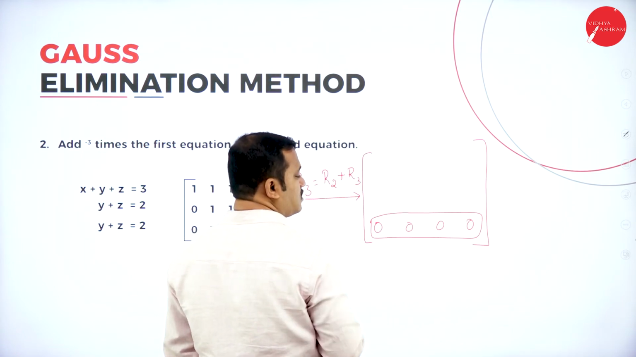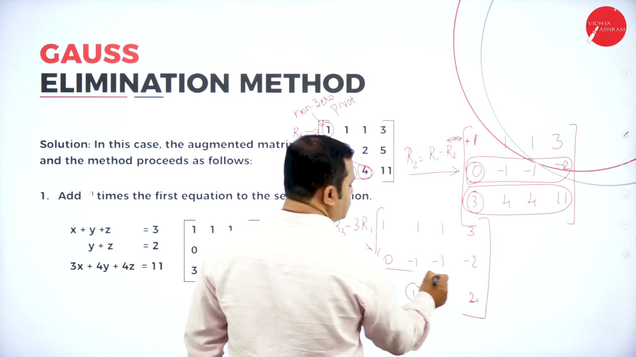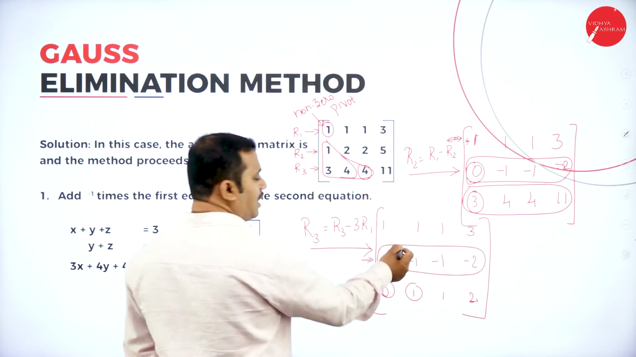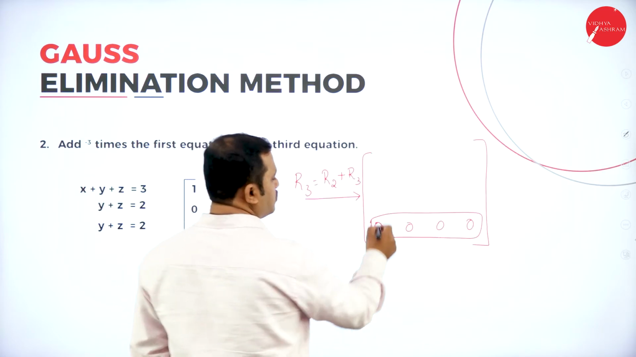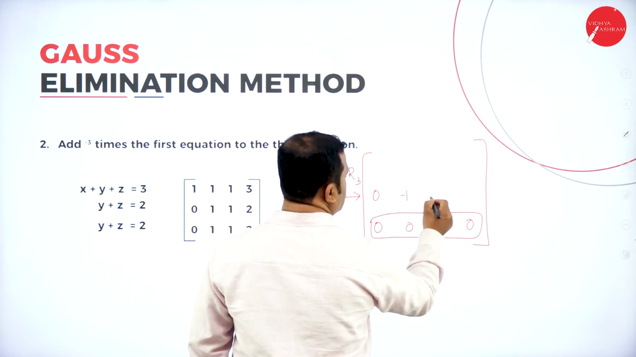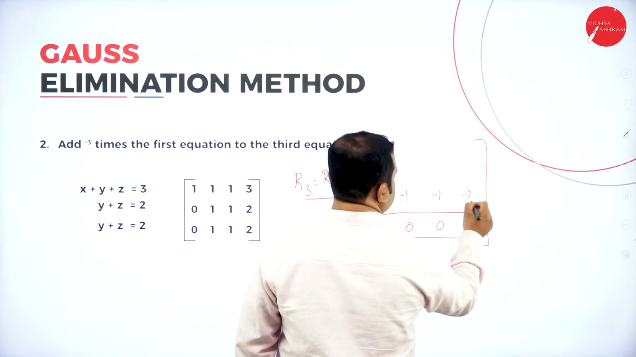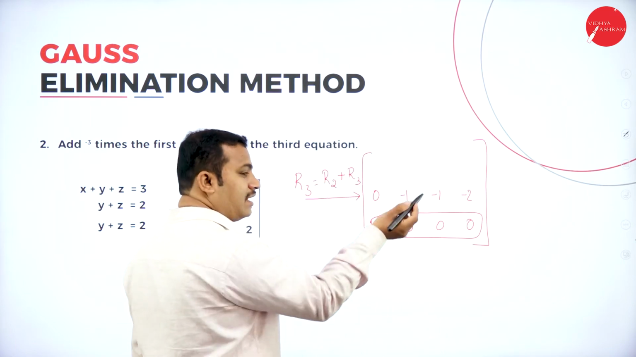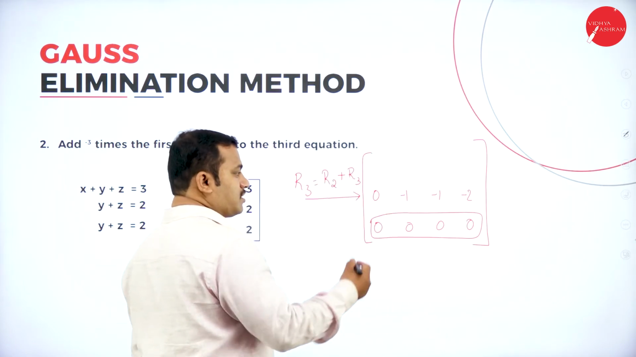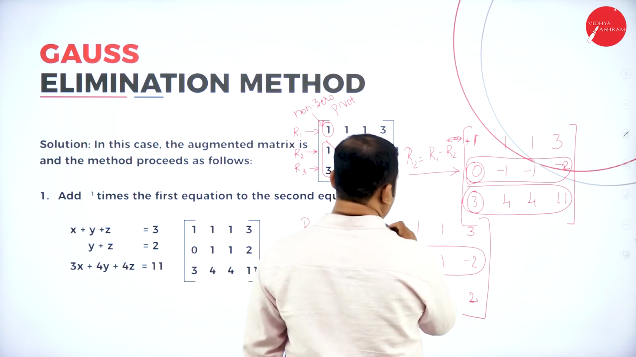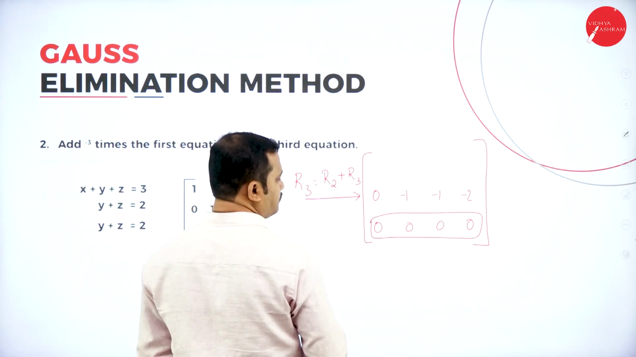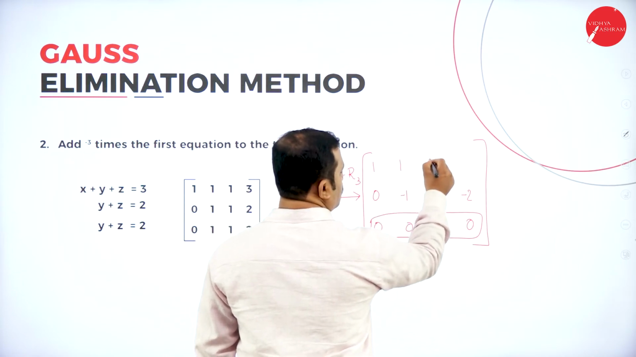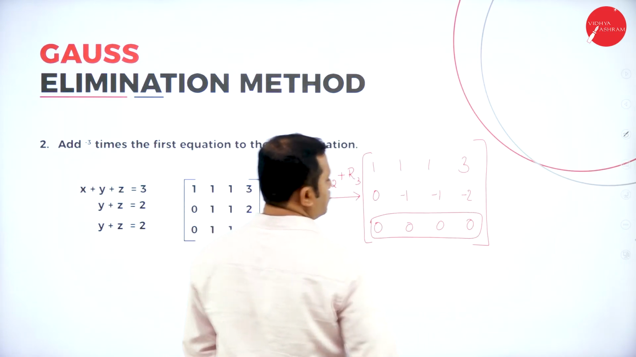Which is the item that is there after transformation? Let me rewrite it as it is: 0, minus 1, minus 1, minus 2. Let me rewrite the first equation, that is the first row operation. We have the values 1, 1, 1, 3.